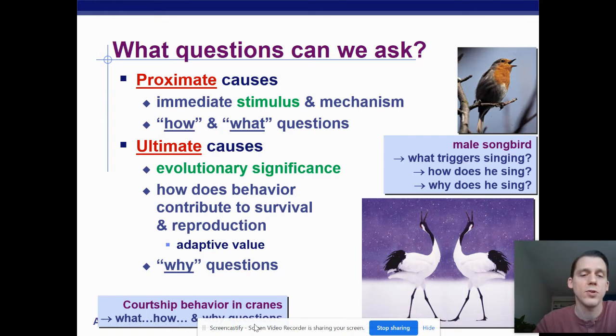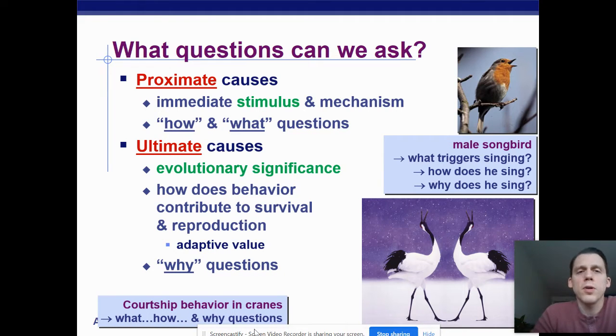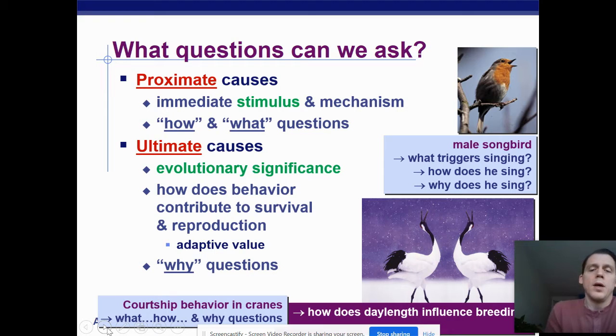Courtship behaviors in cranes. What sort of proximate questions and ultimate questions can you come up with for this courtship behavior in cranes? For cranes, you might ask what triggers the courtship behavior, or how do the birds know what to do? Then you could ask a more ultimate question like, why do these cranes exhibit this courtship behavior? What is the reason? What's the evolutionary significance behind it? All right.